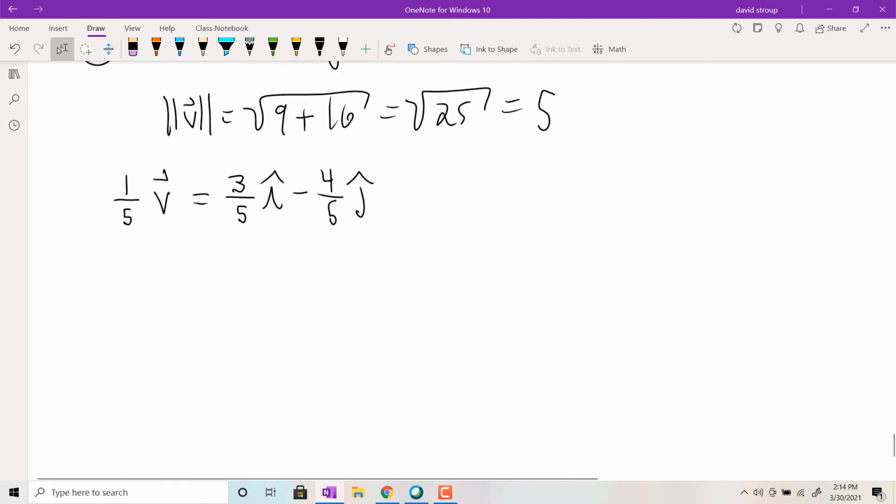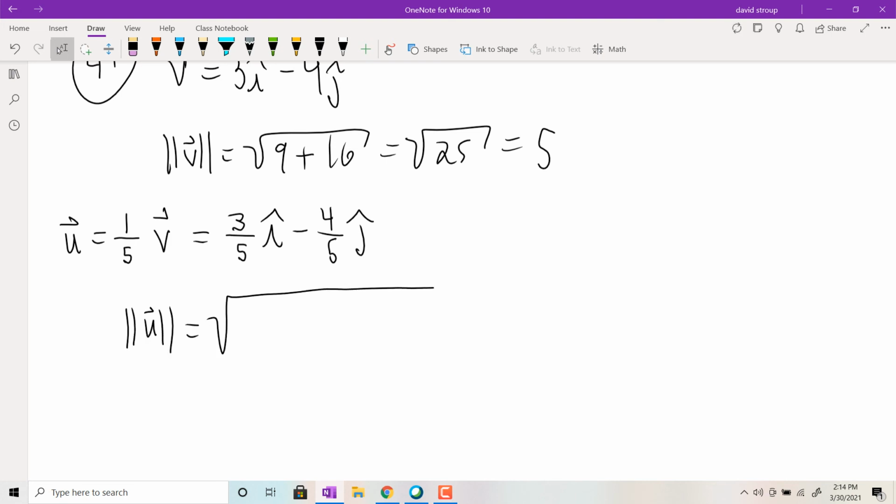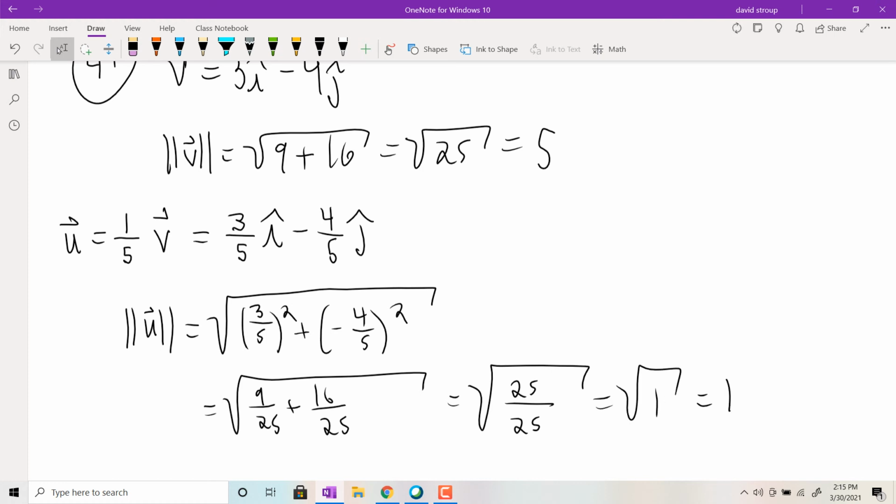All right, and then you could see this thing has, let's call it u, and find its magnitude. Its magnitude will be 1, magically enough. So you'll have the square root of 3/5 squared plus negative 4/5 squared. That'll equal the square root of 9/25 plus 16/25, which is the square root of 25/25, which of course is the square root of 1, which is 1. Yeah, it works.